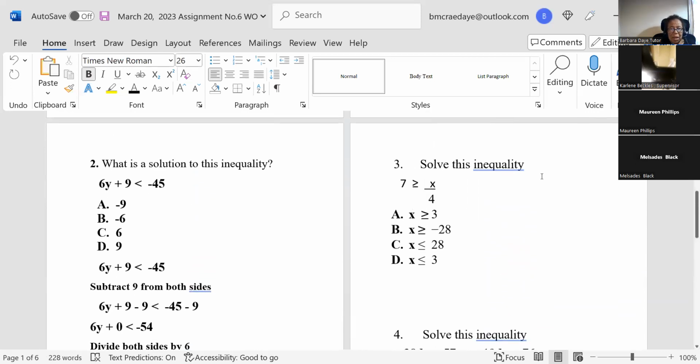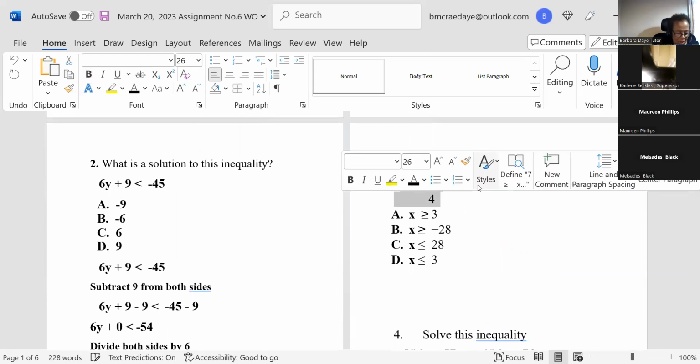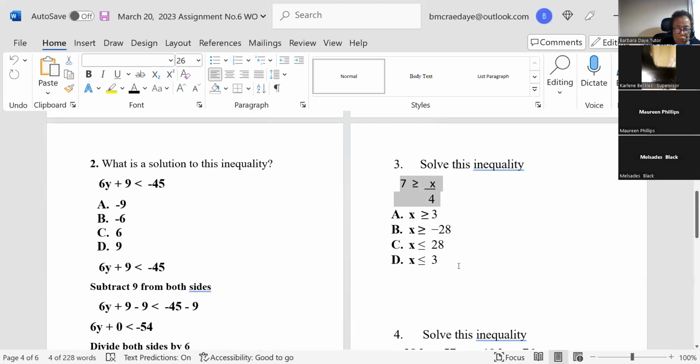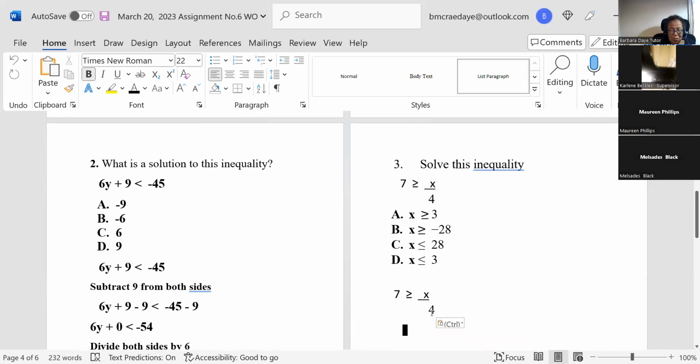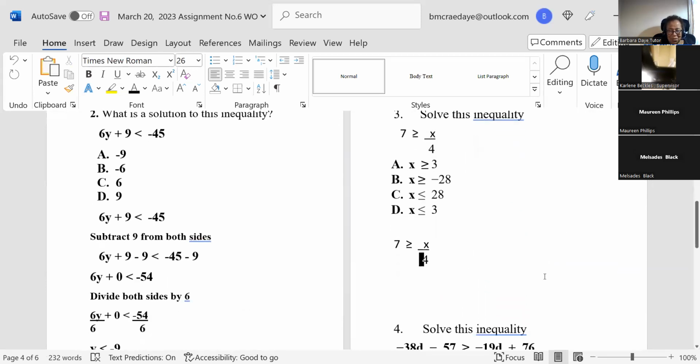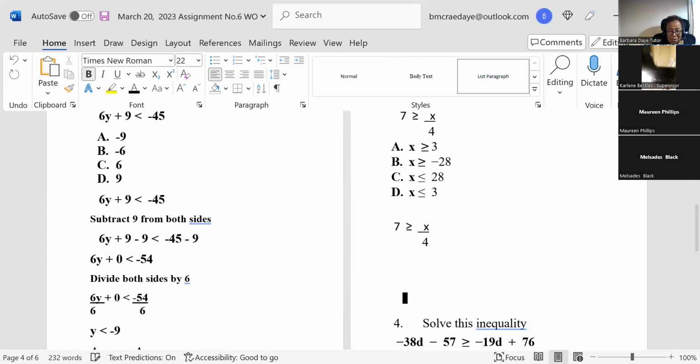Here we go. How would you solve number 3? 7 is greater than or equal to x over 4. What do you do? I'm not sure about this one. Whenever I see something like that, a fraction, I'm not sure how to do it. Well, the fraction is a division, right? So what's the opposite of division? The opposite of division is multiply. That's right. So what would you do? Tell me, what would you multiply?